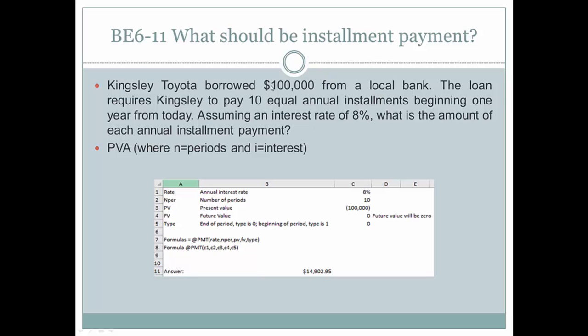The number of periods, this is annual. The present value is going to be $100,000, so that's what they're borrowing. The future value, it's going to be 0. The type is 0 since it's at the end. So here's our formula. Payment is equal to rate, so there's a different formula. Payment is equal to rate, number of periods, present value, future value, and type. And this is our answer.